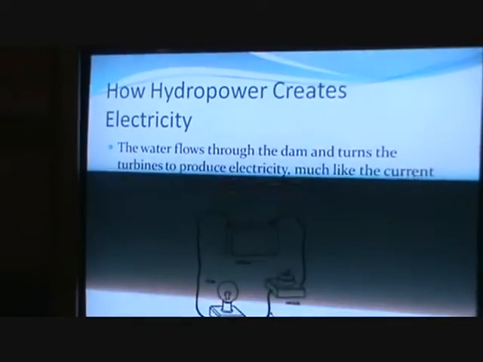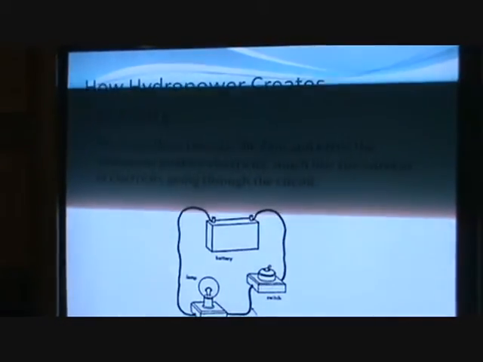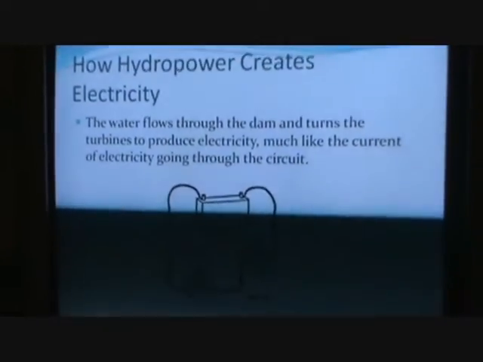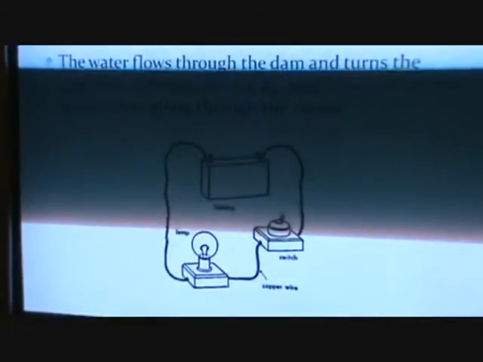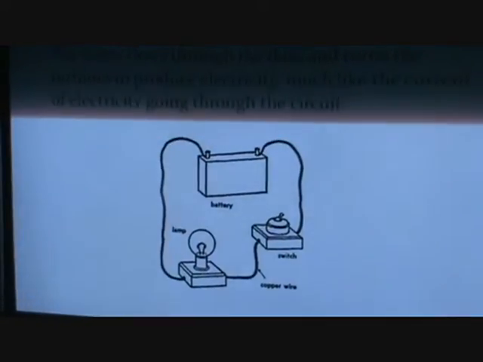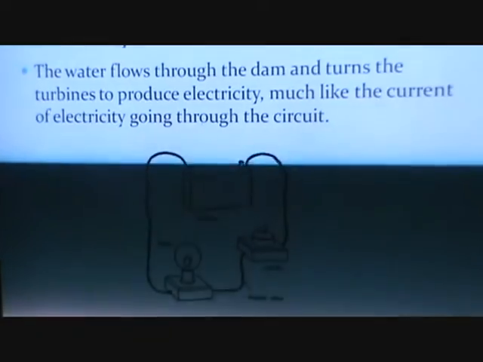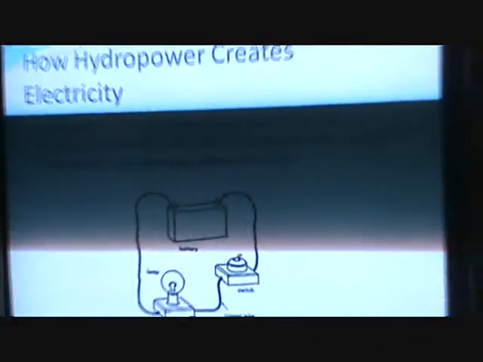How hydropower creates electricity. The water flows through the dam and turns the turbines to produce electricity, much like the current of electricity going through a circuit. Here you can see this is pretty much the basic program that we studied.